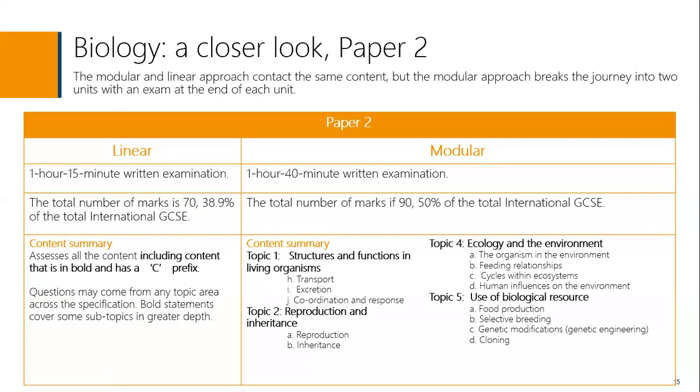So for paper 2, for the linear route, it's a maximum of 70 marks, so it's 38.9% of the total international GCSE. So it's not exactly a 50-50 split. Paper 1 carries more marks, paper 2 carries slightly less marks. And in the linear route, paper 2 will assess all of the content, including the content that is in bold. It's not only the content that's in bold. Paper 2 covers all of it.